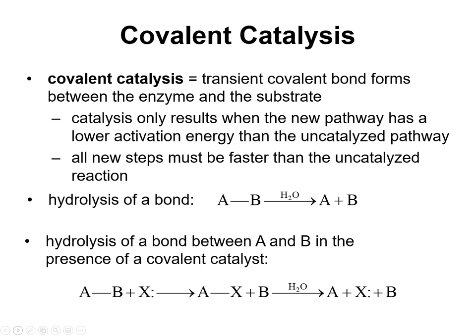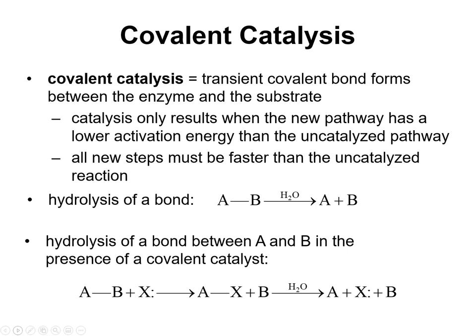Now we have covalent catalysis, and that's where transient covalent bonds form between the enzyme and the substrate. This catalysis is only going to happen when the new pathway has a lower activation energy than the uncatalyzed pathway.